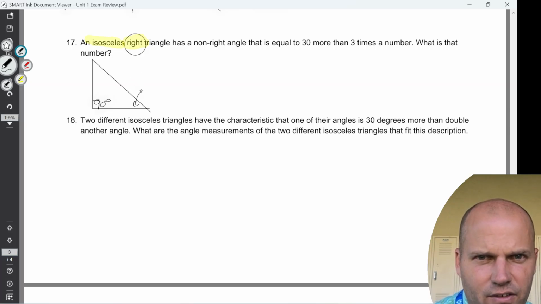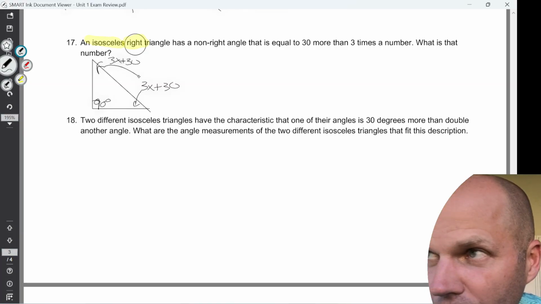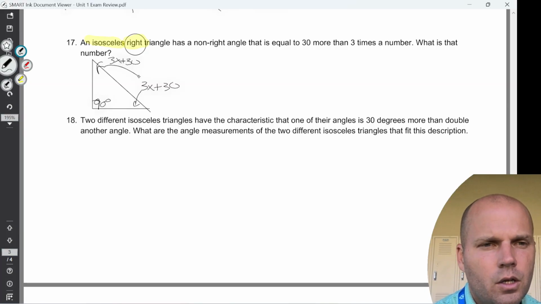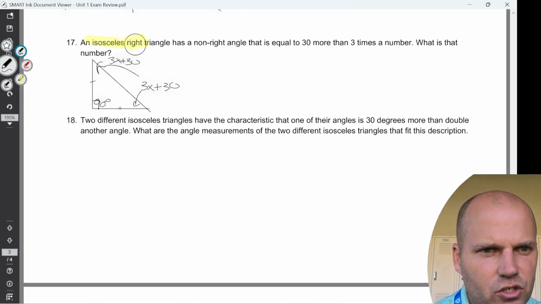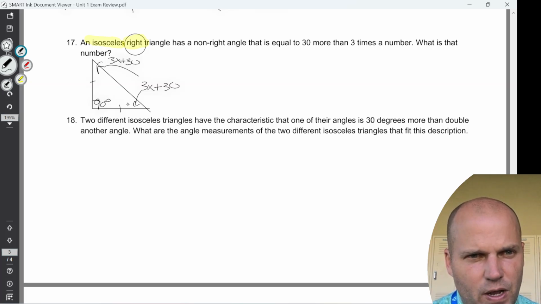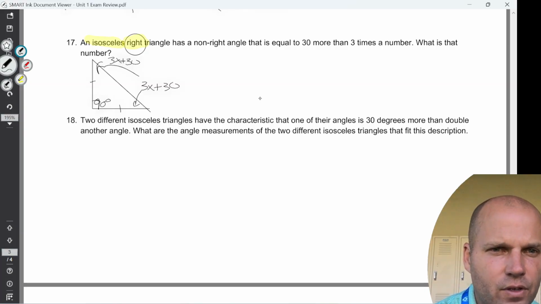It's got a non-right angle that is equal to 30 more than 3 times a number. I don't know what the number is, so it's 3x plus 30. Well, here's the deal. The other angle must be 3x plus 30. That's one thing to do, and you can add up all the angles together and equal them to 180. Or, since you know it's an isosceles triangle, you've already used 90 degrees. The remaining two have to add up to equal 90, which means the remaining two are 45.